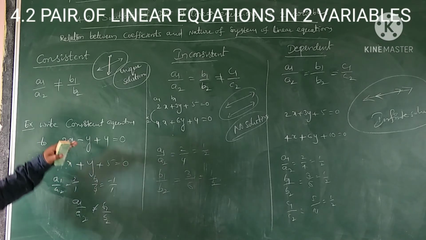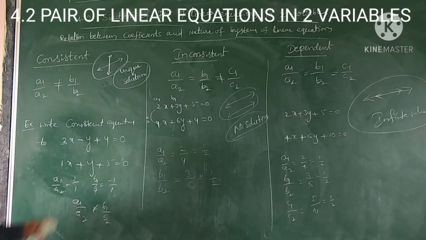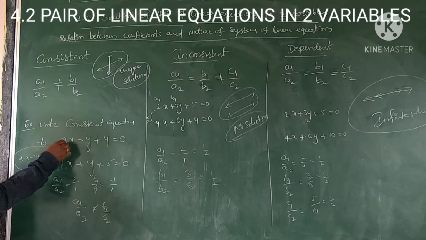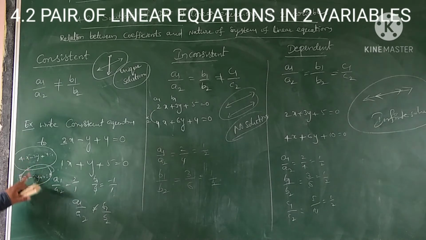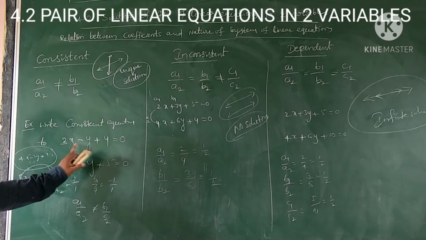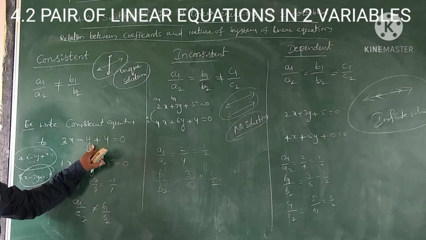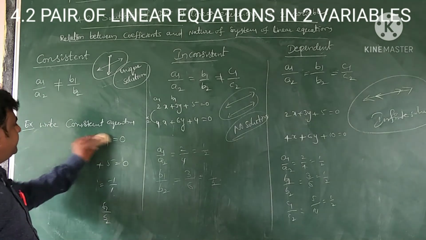Only the one is, both are multiplied with the same number. If both are multiplied with the same number, that is not consistent. For example, 4x minus 2y plus 4, this is not consistent. Two threes are 6: 6x minus 3y plus 4. This is also not a dependent equation. Otherwise, if the coefficients are not multiplied with a common number for both x and y, then we get a consistent pair of linear equations.